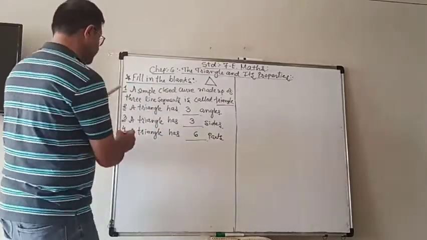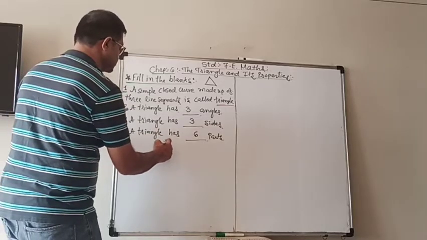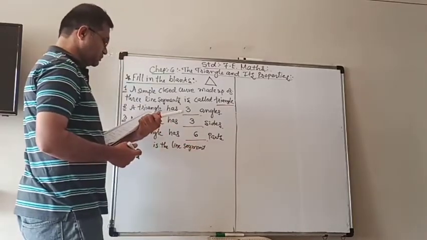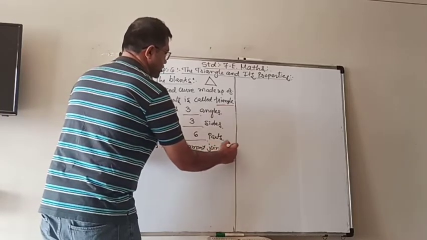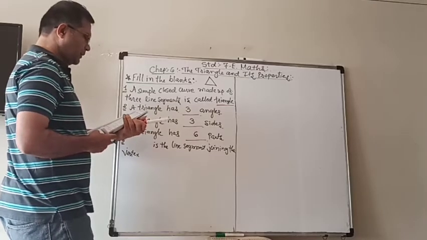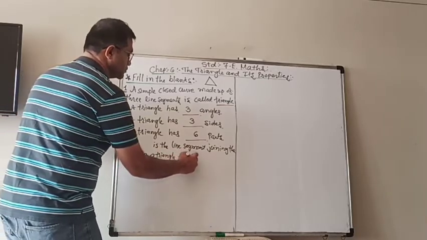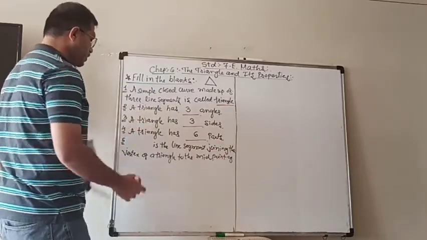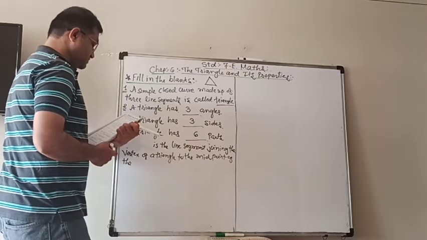Next, blank is the line segment joining the vertex of a triangle to the midpoint of the side opposite to it.